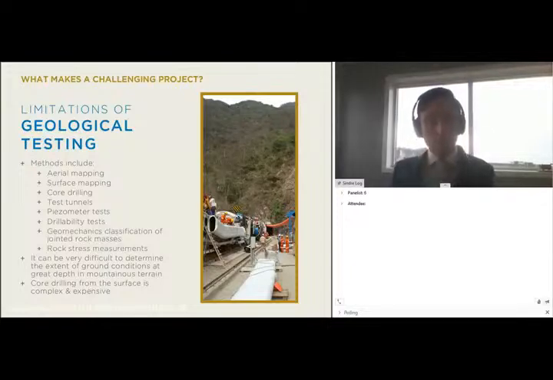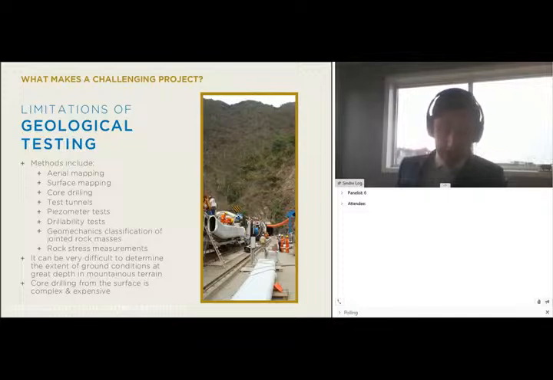Anyways, the takeaway point from this slide is that on these deep tunnels, generally the quality or quantity of the geological data can be less than it is on tunnels which are not that deep.